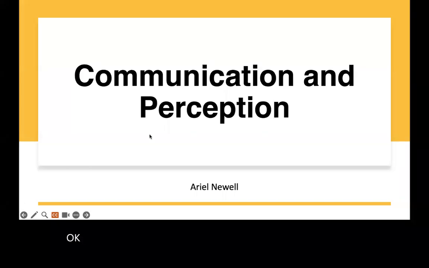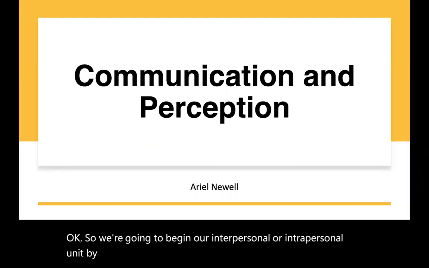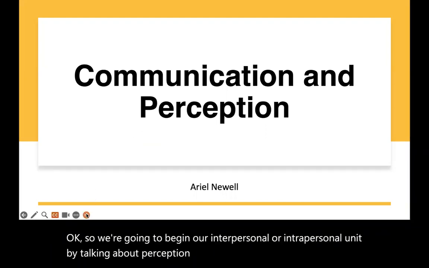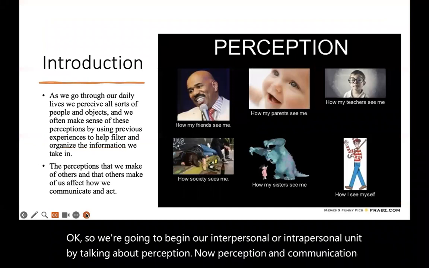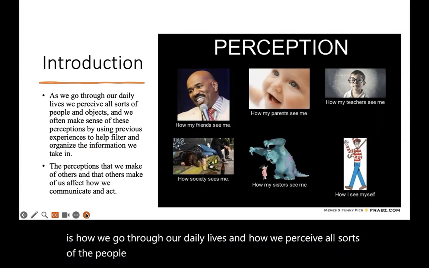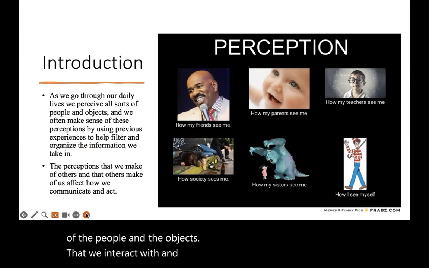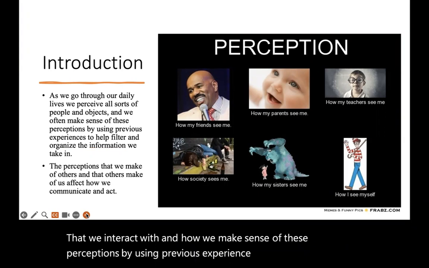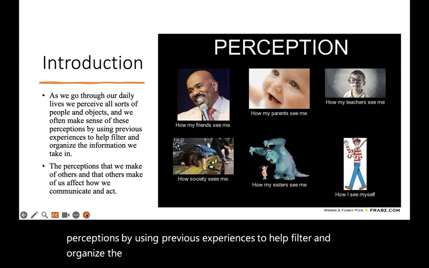Okay, so we're going to begin our intrapersonal unit by talking about perception. Now, perception and communication is how we go through our daily lives and how we perceive all sorts of the people and the objects that we interact with, and how we make sense of these perceptions by using previous experiences to help filter and organize the information we take in.